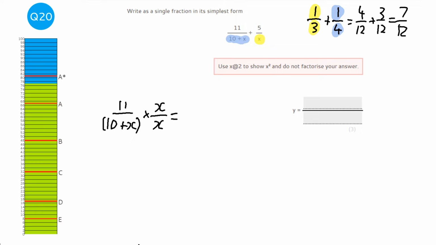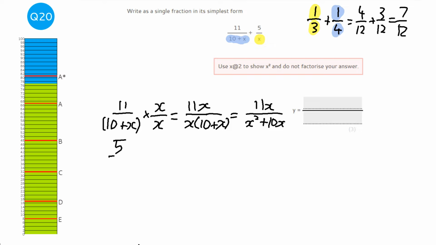So let's times the tops, so that becomes 11x. And let's times the bottoms, that becomes x brackets 10 plus x. So we've got a bit more work to do with that. So the top is 11x, and the bottom becomes, well, we could expand it, so that becomes x squared plus 10x. Okay, I'm going to do the same with the right hand side.